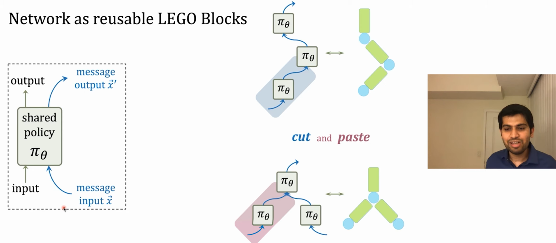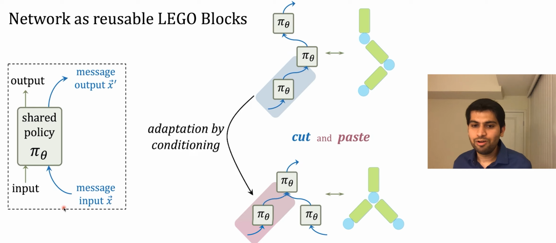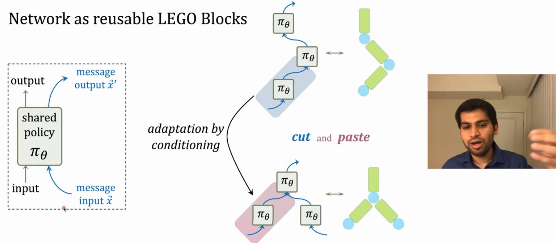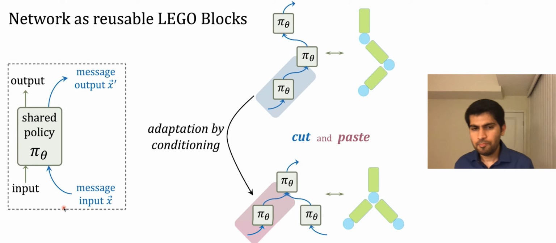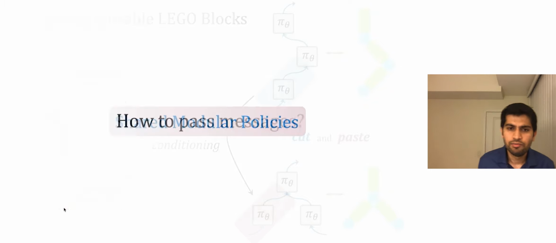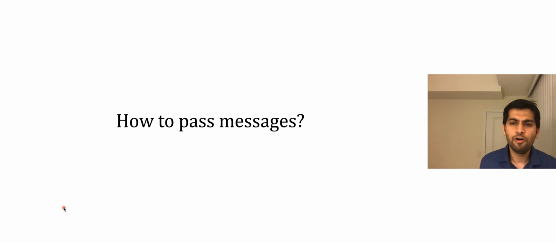So at test time, if my robot has a different shape, or even more number of limbs, I can always adapt by changing the structure. So this kind of approach gets around fine tuning because it is adapting by conditioning on a new policy. Okay, so we call them shared modular policies, and we share them across all the agents, across the limbs of all the agents. Now the question is, how do we pass these messages?